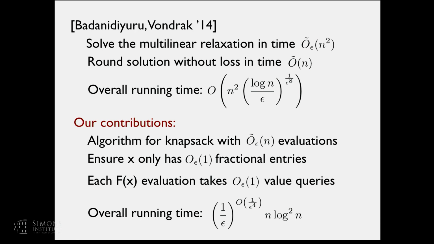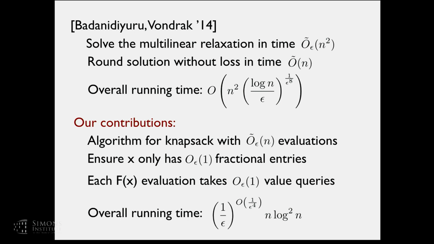So what are our specific contributions towards this goal of understanding whether we can do better? What I'll show you today is an algorithm for the knapsack constraint whose number of evaluations with respect to the original function f is nearly linear as opposed to quadratic overall. And the reason we're able to obtain such a running time is because we do not use the multilinear extension in a generic way. We're actually very careful about how we use it.